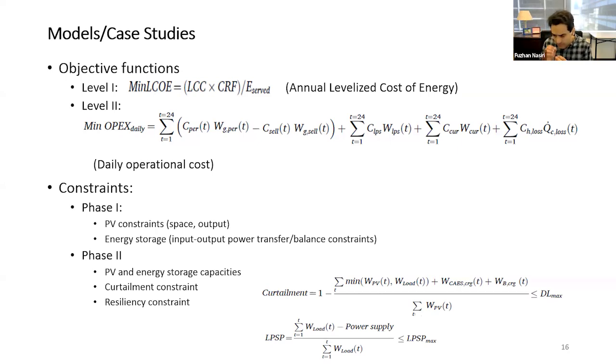So the loss of power percentage would be the time that we need to trigger some saving strategy. We have to shut down certain things because we're not going to be making the load. We want to put a constraint there to bring this to a small percentage of time.